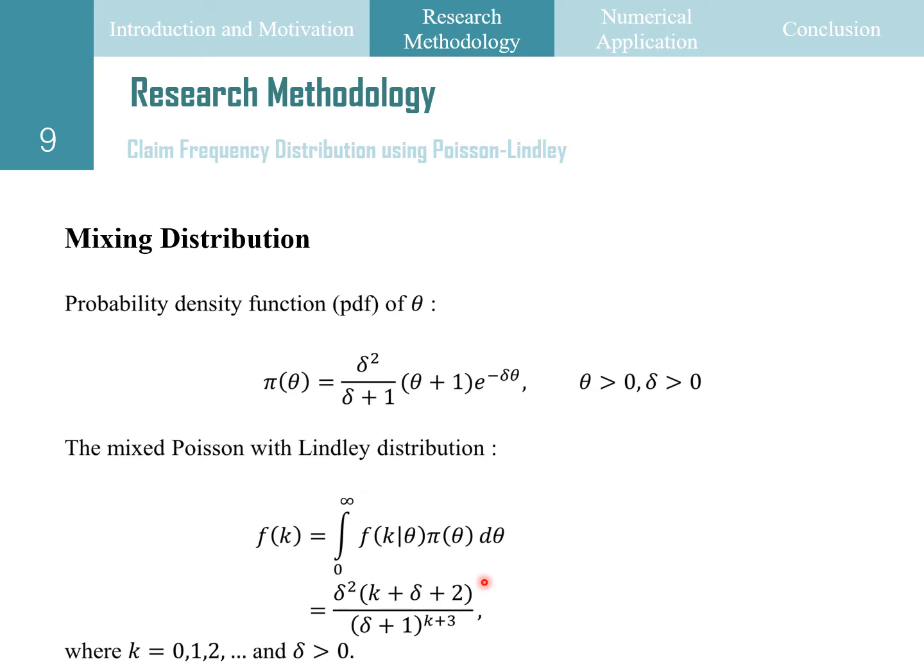Assume that theta is distributed according to the Lindley distribution with parameter delta. Then, the probability density function or PDF of theta can be represented in the following form. And the mixed Poisson with Lindley distribution is obtained as below.